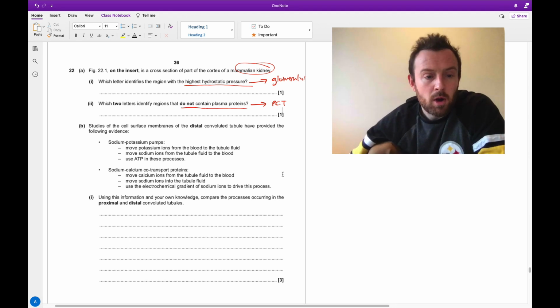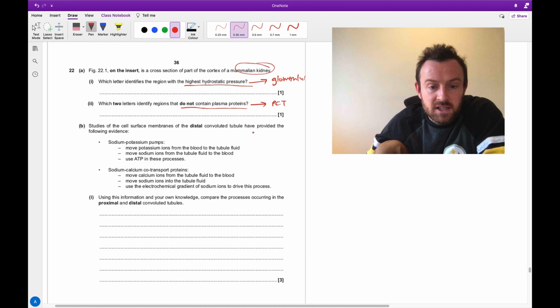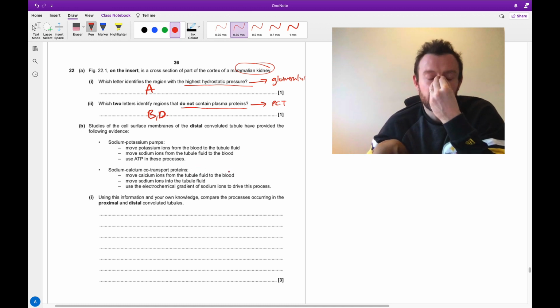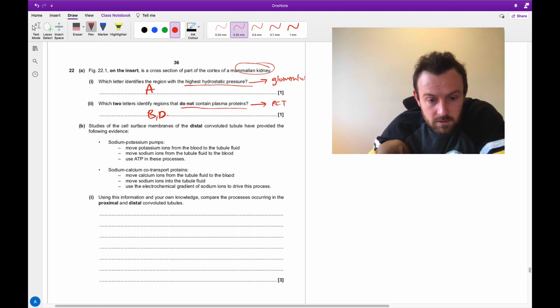Okay, 22 part B. Studies of the cell surface membrane of the distal convoluted tubule have provided the following evidence. Sodium potassium pumps move potassium ions from the blood to the tubular fluid. They move sodium ions from the tubular fluid to the blood. They use ATP in these processes. Sodium calcium co-transport proteins move calcium ions from the tubular fluid into the blood, and move sodium ions into the tubular fluid. They use the electrical sodium gradient.